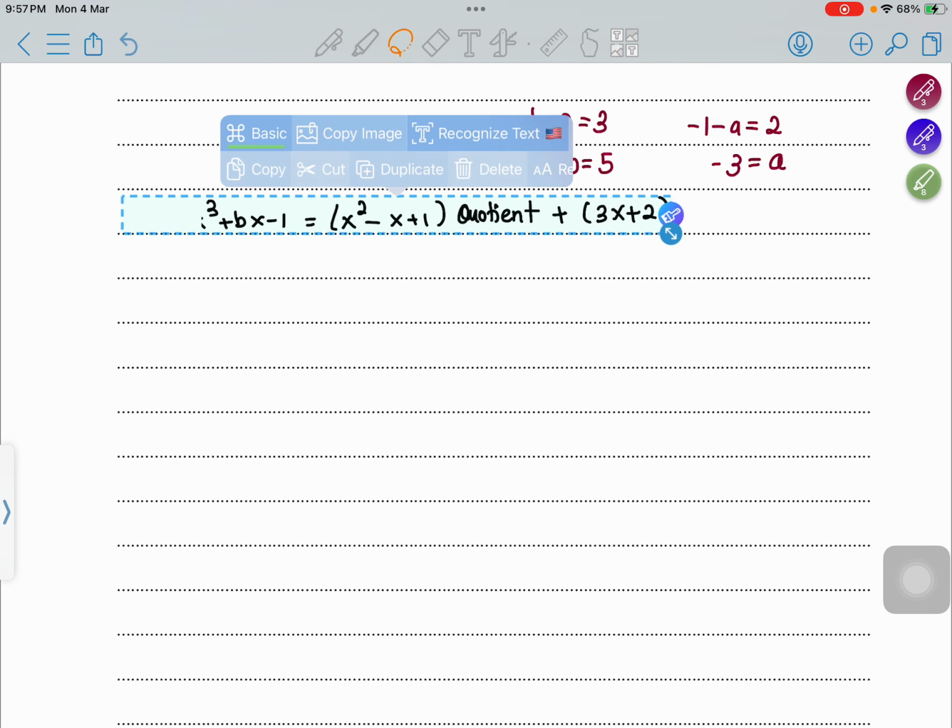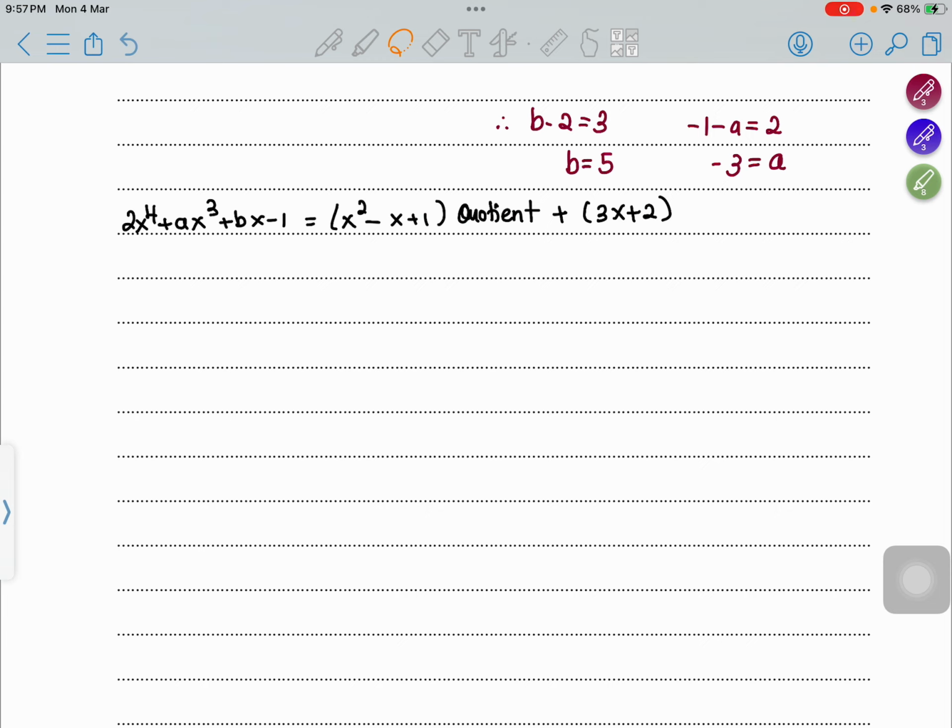Okay, now, can you please think what kind of quotient will you get? See, you are trying to get something in terms of power of 4. So, what multiplied with x^2 will give you x^4? Don't you think it must be a term in x^2? And you know that by logic, it needs to be 2x^2.